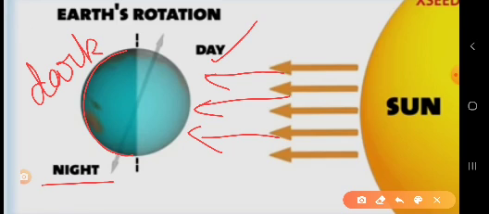Now children, suppose here the countries which are facing the sun are having day. So here the countries which are facing darkness will have night. So children, this happens only because of the rotation of earth on its axis. So children, this earth rotates on its axis, and because of this rotation we have day and night.